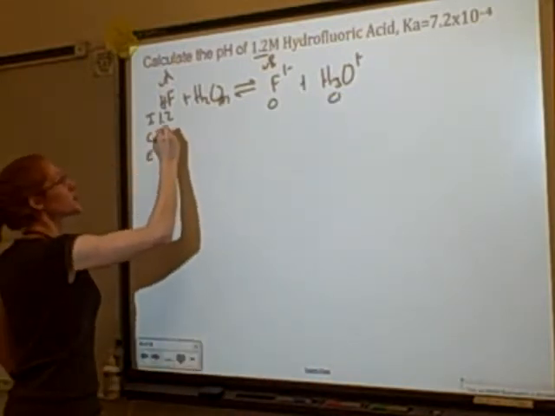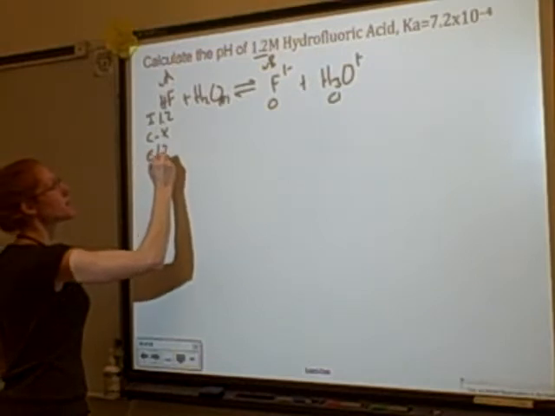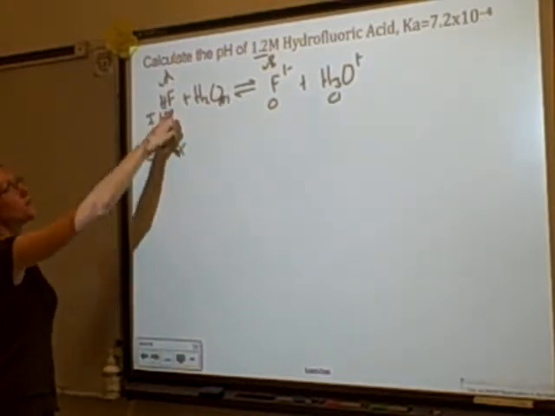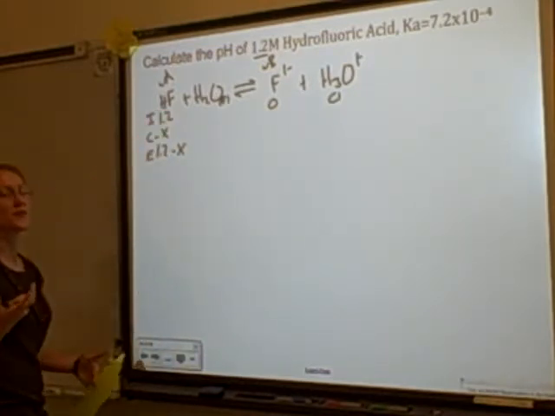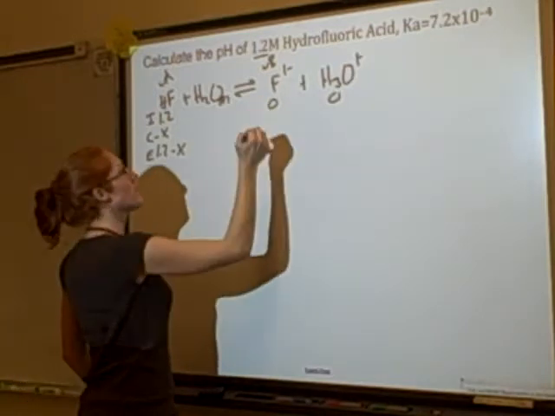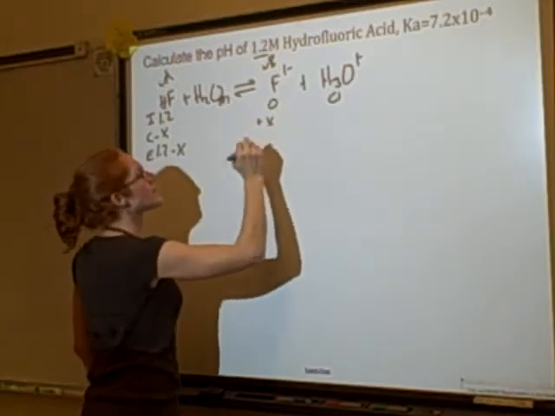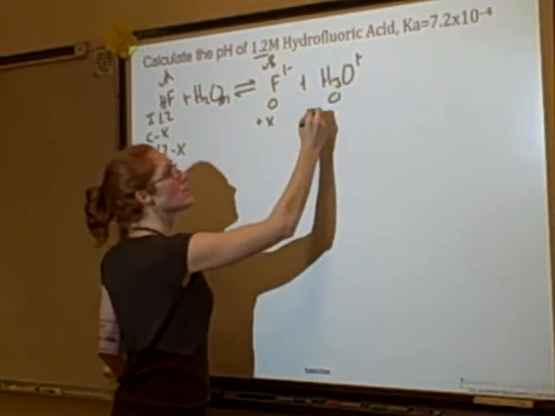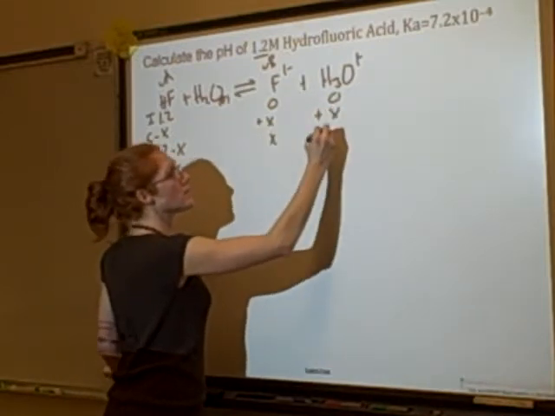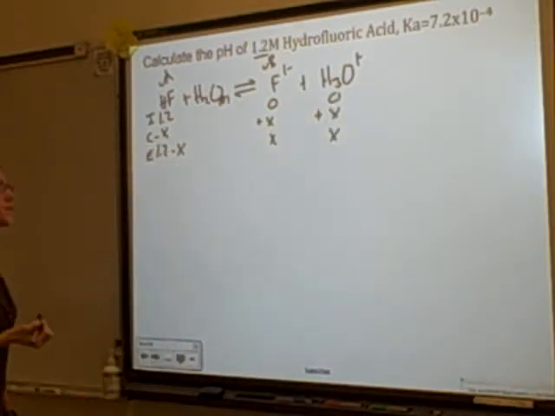Then I have my change, where some amount dissociates. For every 1 mole of HF that dissociates, or splits into 2, I make a mole of each product. So this will be minus x here, plus x here, plus x. So I'm left with x of fluoride and x of hydronium.